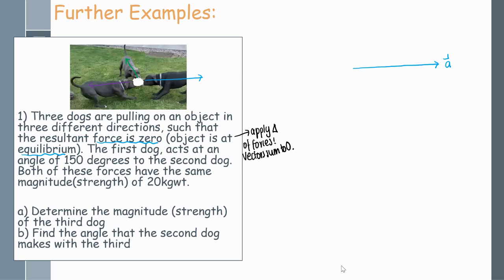I'm going to call dog A and that force vector A. Dog B and his force can be vector B. These 2 forces are at an angle of 150 degrees. We also know the magnitude of vector A and the magnitude of vector B are the same strength, and they're both 20 kgWt. We don't know much about the third vector, so let's just draw it in, perhaps diagonally down to the left.